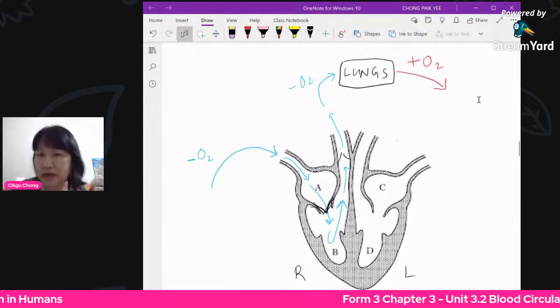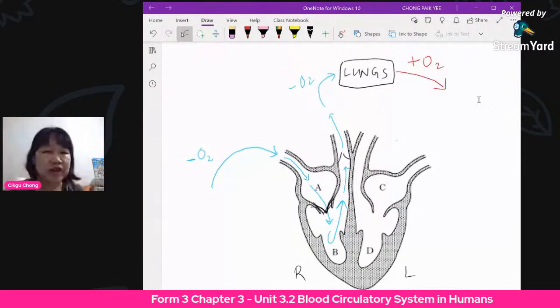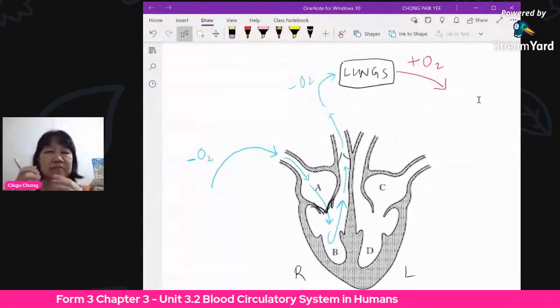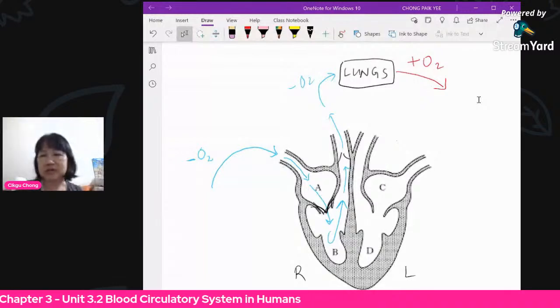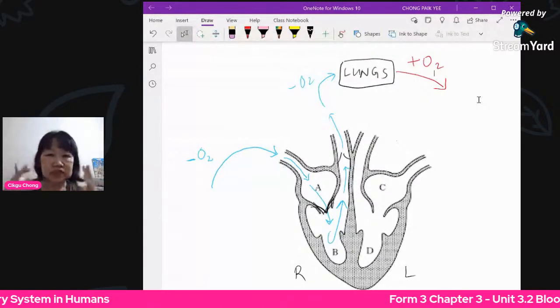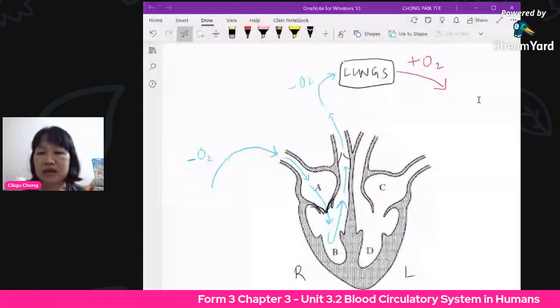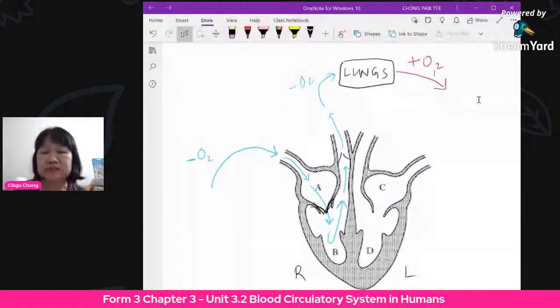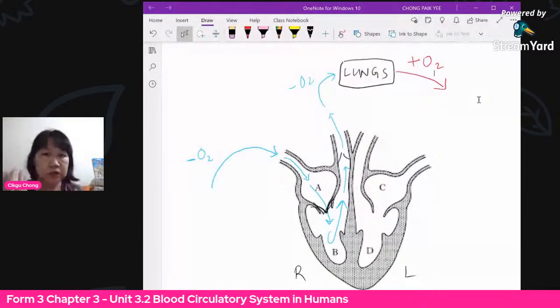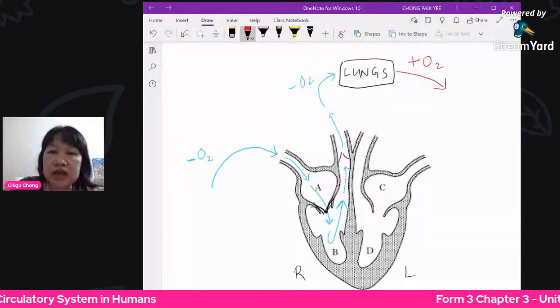But the problem here is that the pressure in the lungs is very low. It doesn't have enough pressure to send blood to all parts of the body. So you have to make sure this blood is given pressure. So how to give pressure? Yes, correct, body cells. All of you are correct. The body needs oxygen, you know that from the first chapter, right? So now it has to come back to the heart first.